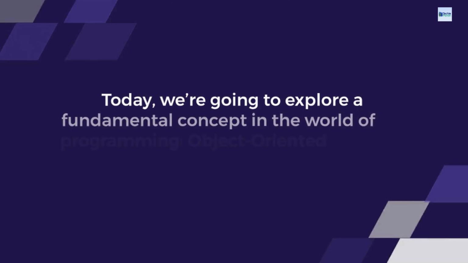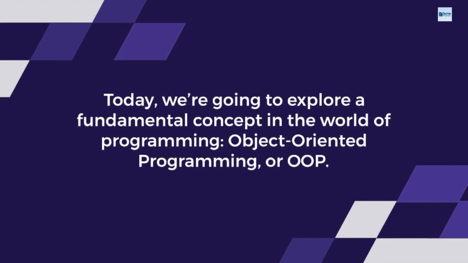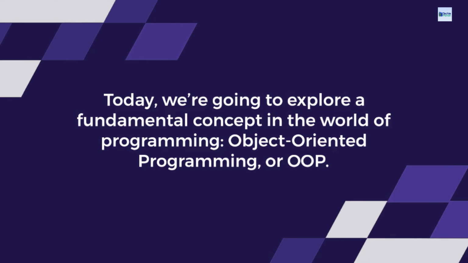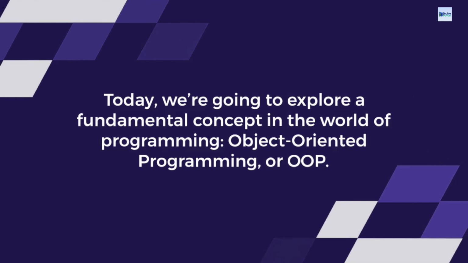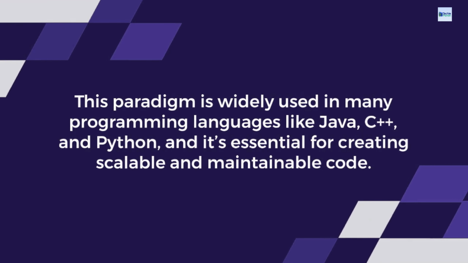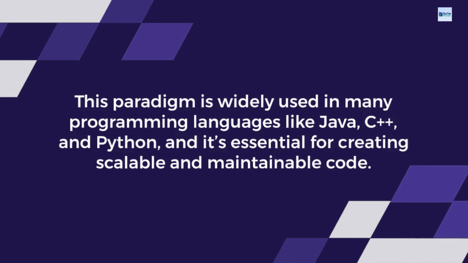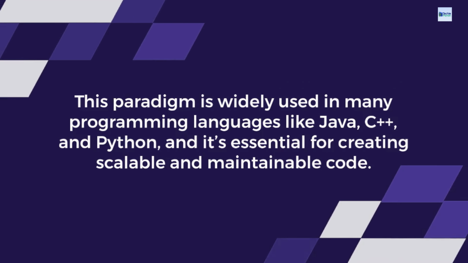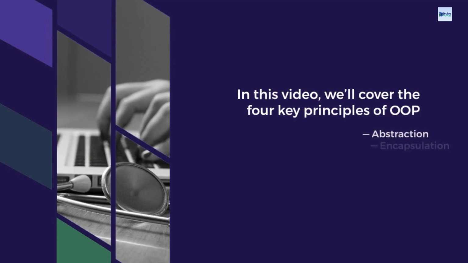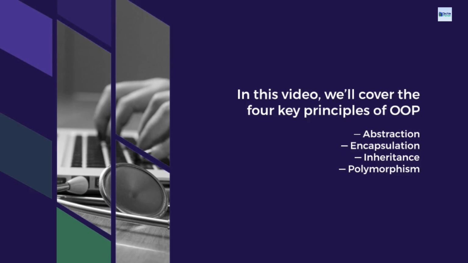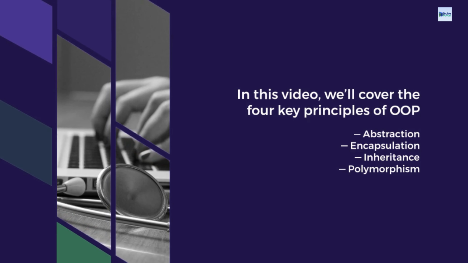Today we're going to explore a fundamental concept in the world of programming: object-oriented programming, or OOP. This paradigm is widely used in many programming languages like Java, C++, and Python, and it's essential for creating scalable and maintainable code. In this video, we'll cover the 4 key principles of OOP: abstraction, encapsulation, inheritance, and polymorphism.